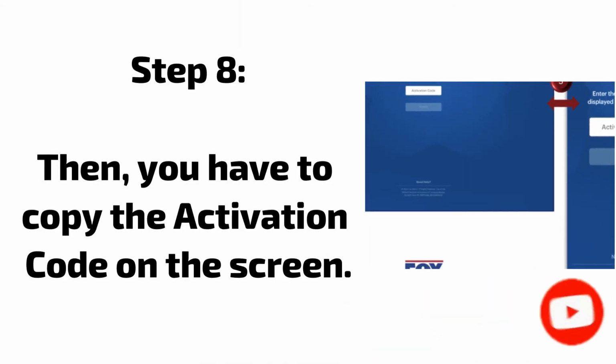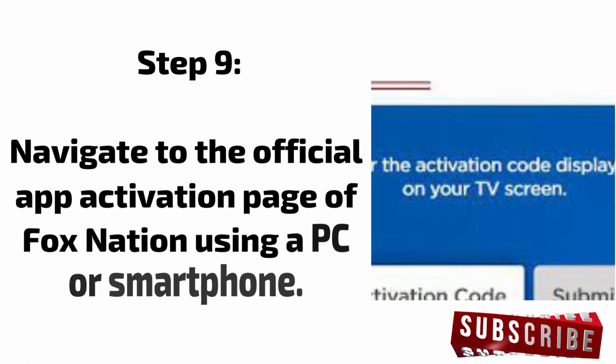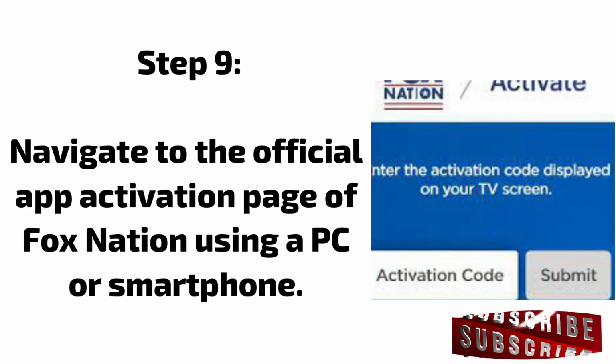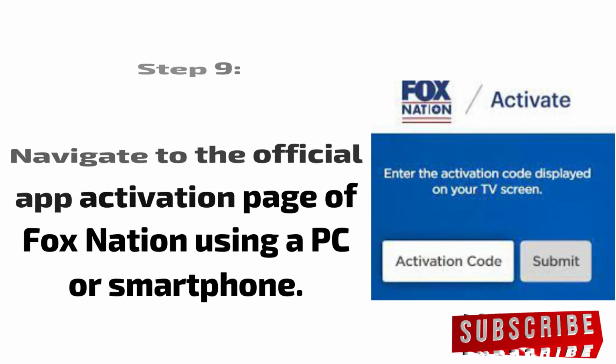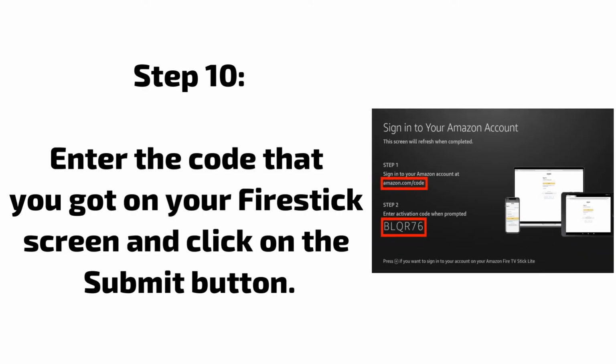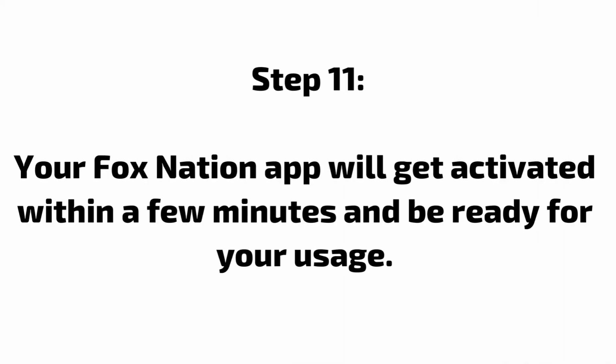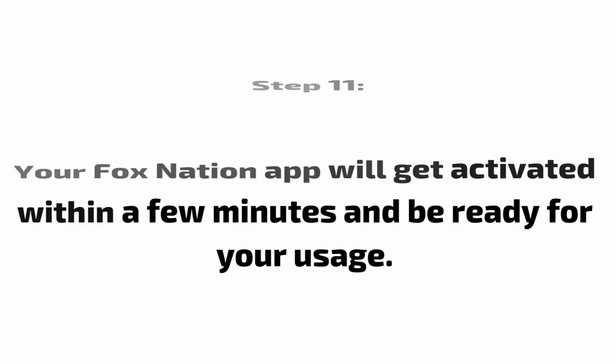Step 8. Then, you have to copy the activation code on the screen. Step 9. Navigate to the official app activation page of Fox Nation using a PC or smartphone. Step 10. Enter the code that you got on your Firestick screen and click on the Submit button. Step 11. Your Fox Nation app will get activated within a few minutes and be ready for your usage.